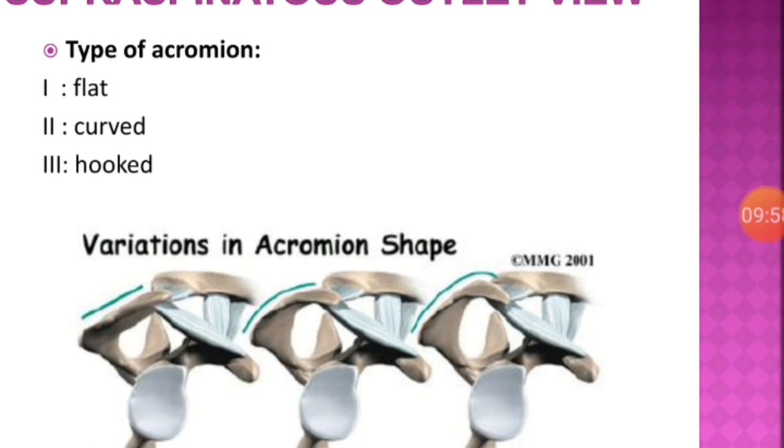The type 2 and type 3 acromion are vulnerable for impingement syndrome because you can see the acromion is curved or hooked, which renders the subacromial space reduced, and this reduced subacromial space can impinge the structures beneath the space.